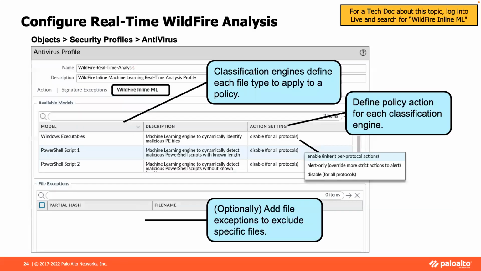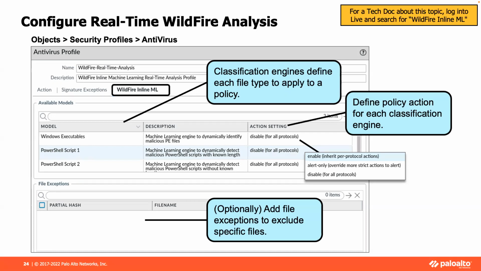We have the ability to do inline real-time WildFire analysis. This is relatively new. If you got some old on-premise firewalls that hadn't updated in a couple of years, update them and you'll get this functionality. It's also available with Prisma Access. We have the ability in real time under your antivirus profiles, if you go to the WildFire inline ML machine learning, to instantly categorize unknown files, to give you a real-time verdict.